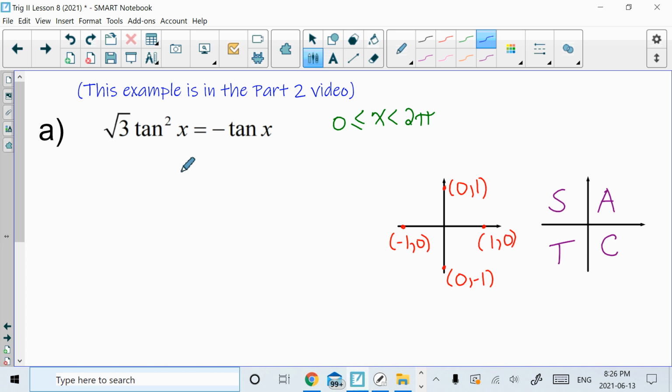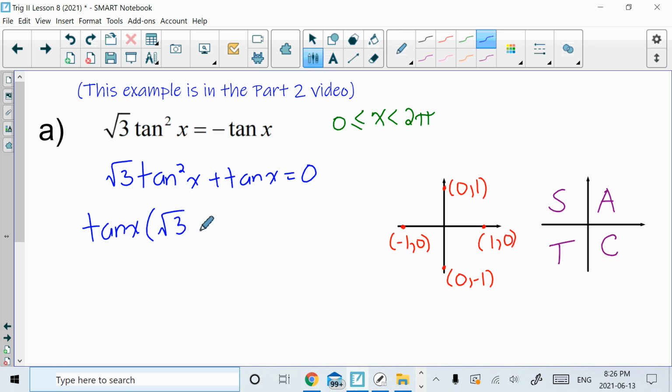So let's bring the negative tan of x over to the left-hand side. That would give us root 3 tan squared of x plus tan of x is equal to 0. From here, I'm going to factor out a tan of x. And I would be left with tan of x as one of my factors, and my second factor would be root 3 tan of x plus 1. That's equal to 0. Let's set each of these factors equal to 0 and solve.